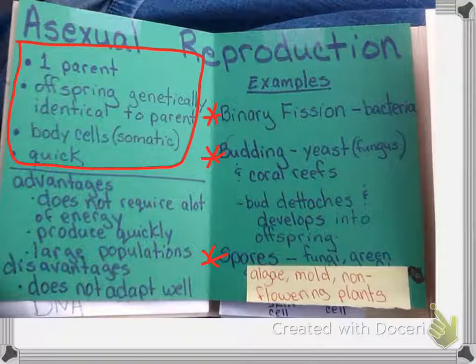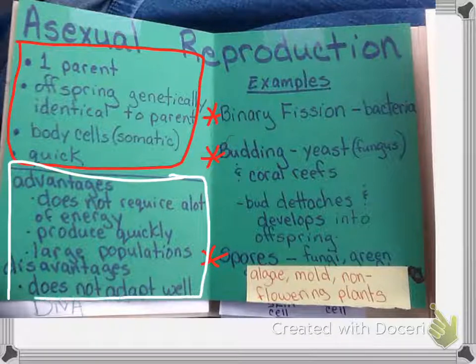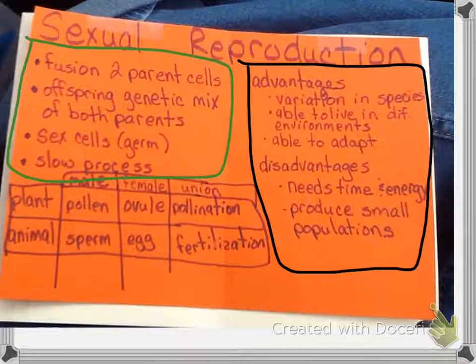Question number 2 is asking about the advantages and disadvantages of asexual and sexual reproduction, which is found here. These are the advantages and disadvantages for asexual. Now, sexual are on this side of your foldable. So these are going to be the advantages and disadvantages of asexual and sexual reproduction. Okay? So you need to give yourself some time so you can write it down. And then we'll move on to number 3.